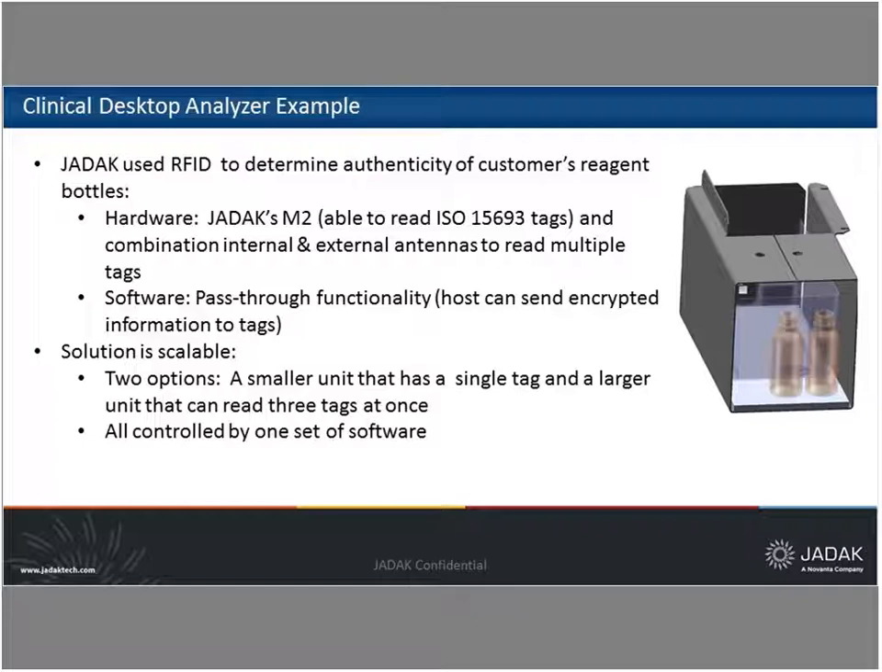So this really allowed this device to be scalable. There were actually two device models, one that had one reagent bottle and one that had three. And because of the scalability of the M2 and how we designed this, they could use the same parts in both of them and so have economies of scale associated with this device when it comes to the M2 and antenna configuration.